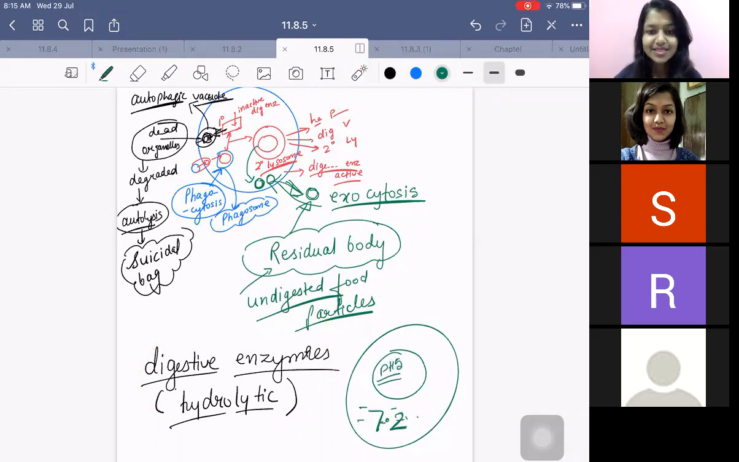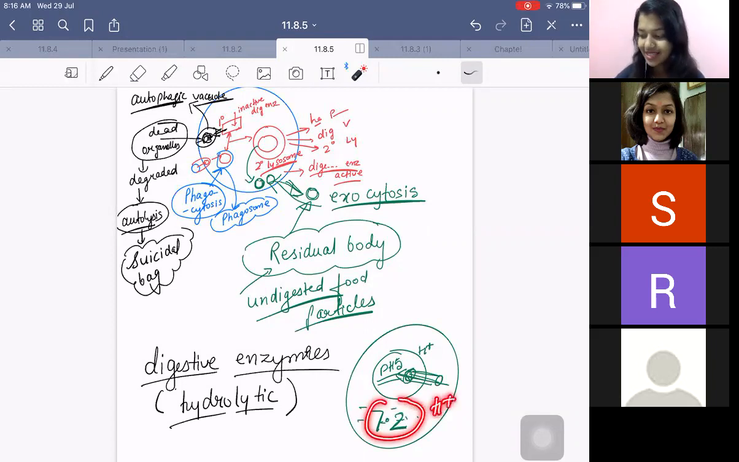So how will the pH be acidic? It will require what? H+. So H+ will be pumped. I will not tell you, you tell me. See, H+ it is taking inside. Listen to me very carefully. H+ it is taking inside from lower concentration to higher, right? Because pH here is basic. It means H+ will be less here. That is why pH is basic. Following me? Yes or no?